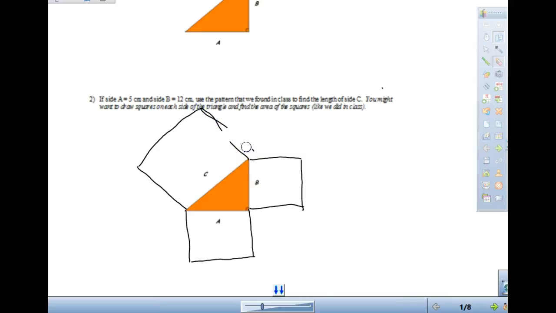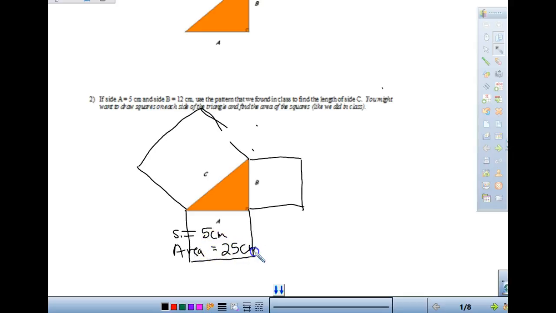So when I look at those squares, I should have seen that for A, they told us the information was 5 centimeters. That was our side. Which means the area has to be what? 25. And you want to put centimeters squared. And for B, they told us that the length of the side in B was 12 centimeters. Which means the area is 144 centimeters squared.